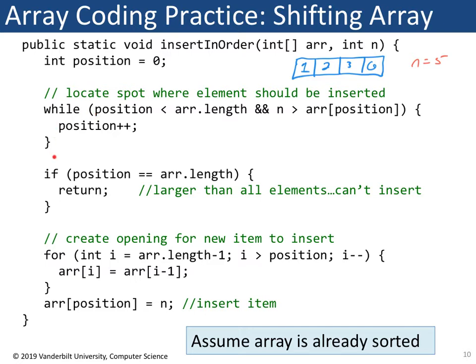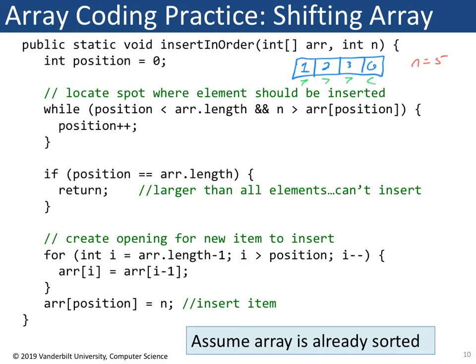So we will immediately exit this while loop and go to the next set of statements, leaving the value of position equal to 3. So notice what we found is that we went from being greater than to less than.